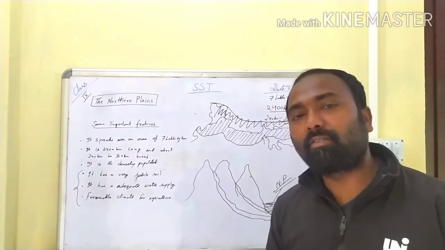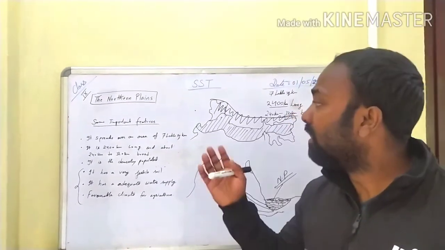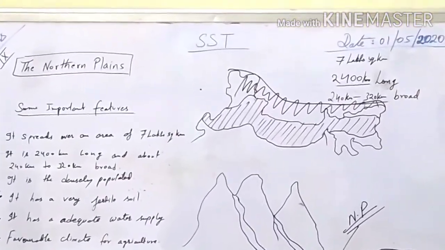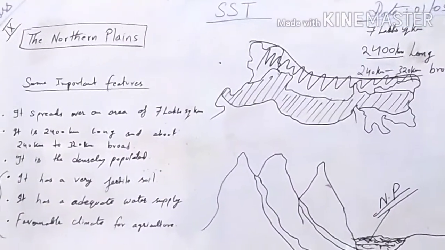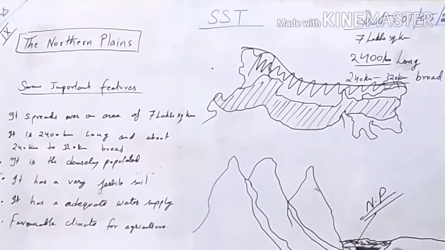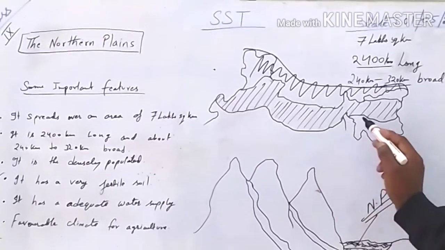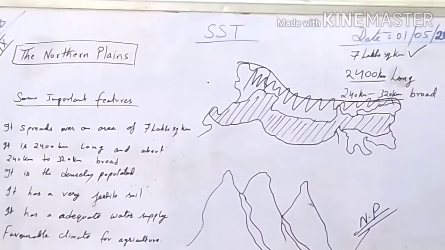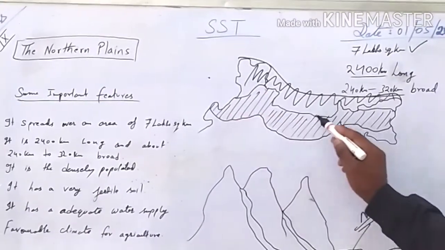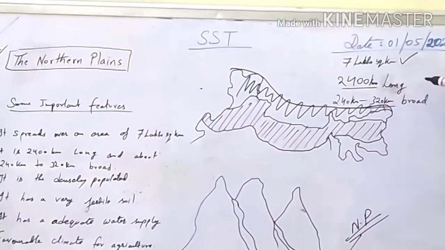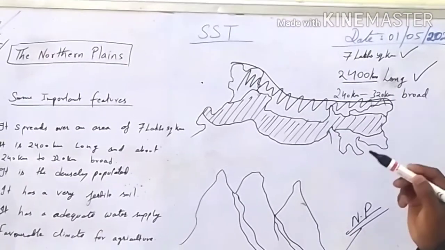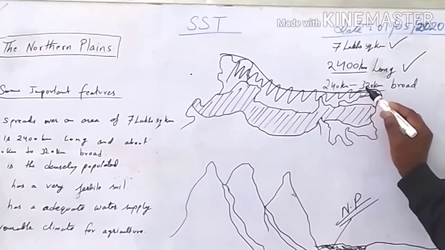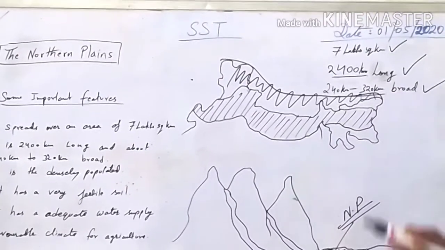Now let us discuss some of the important features of the northern plains. If you can see in the picture, the first point is that it spreads over an area of 7 lakh square kilometers. If you see this area properly, you will find that this area is about 7 lakh square kilometers. The length of the area is 2,400 kilometers long, and what is the breadth? The breadth is about 240 kilometers to 320 kilometers.